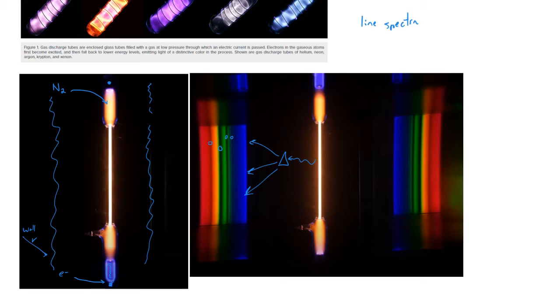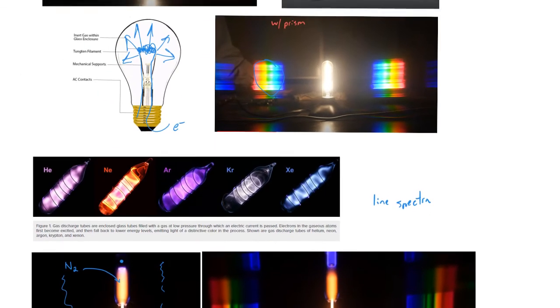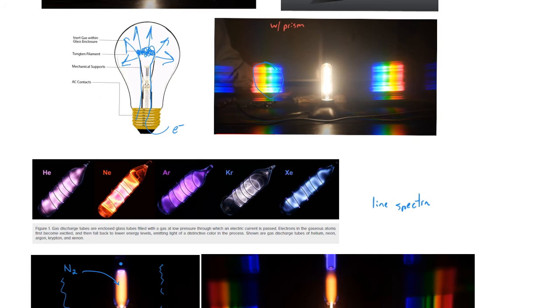And what we want to understand is, why is this happening? Where is the light coming from? What do the gaps mean? And basically what's going on with this. So to get at that, let's go to the next page.